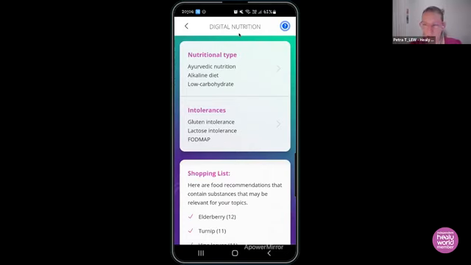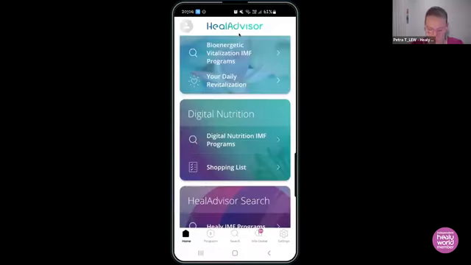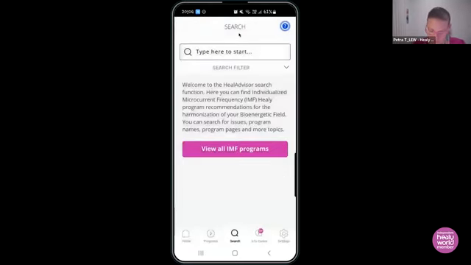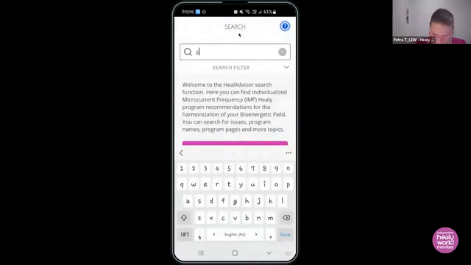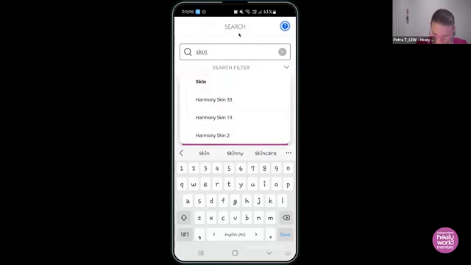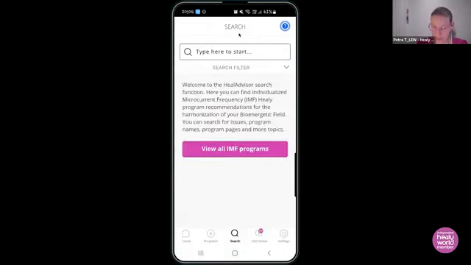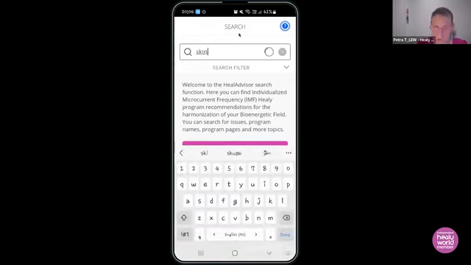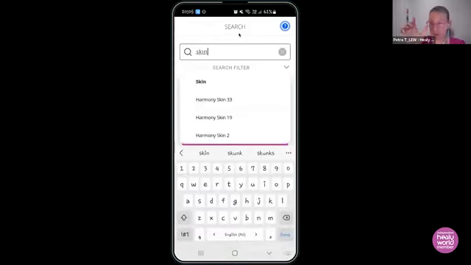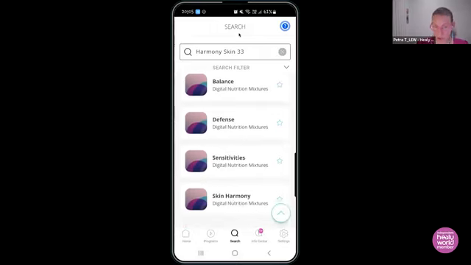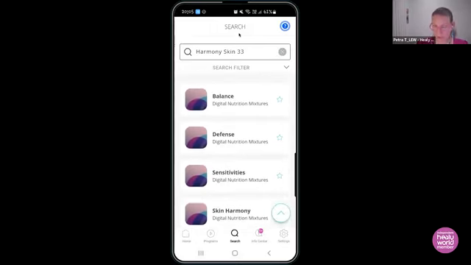We used to have a small questionnaire, but that's not there anymore. You do have digital nutrition search. So if you go in here and say I want to support skin, don't pick skin, because that's going to be an IMF program, not digital nutrition. So when you go into skin, for example, you choose the first package, Harmony Skin, and it will give you all the digital nutrition mixtures for the skin.